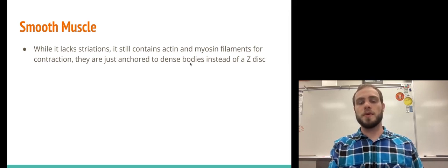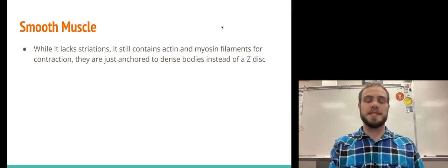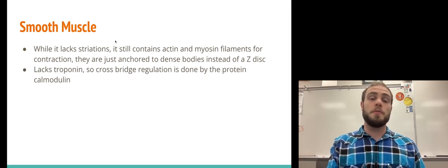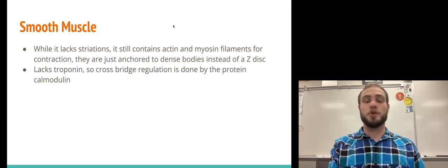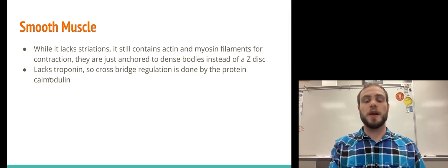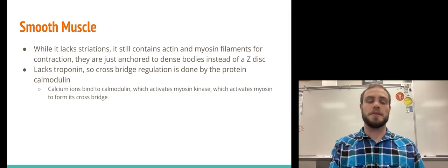anchored, and they're going to be anchored to what's known as a dense body instead of the Z disc, which we see in cardiac and skeletal muscle tissue. Smooth muscle also does not have troponin, so it doesn't have that troponin tropomyosin complex that's blocking those binding sites. So instead, you're going to have calmodulin regulating that cross bridge that forms between actin and myosin.